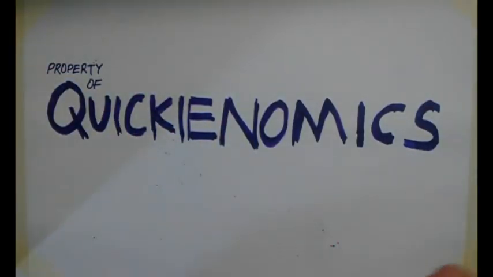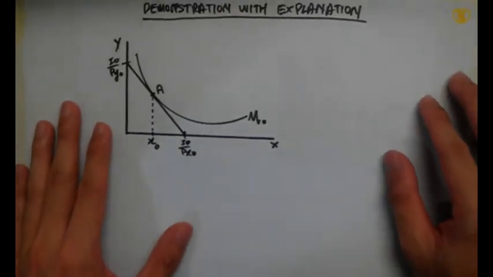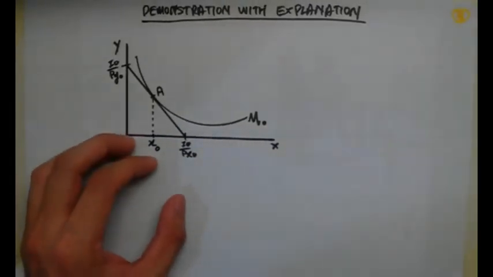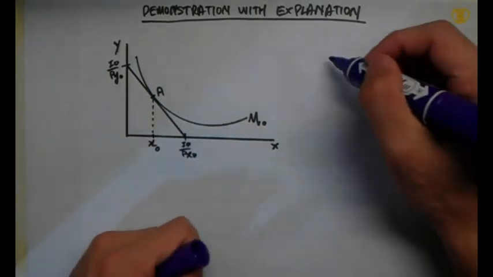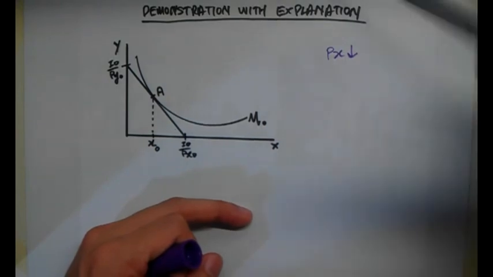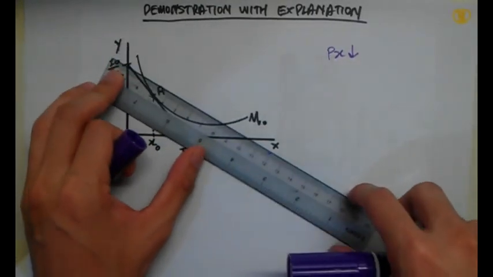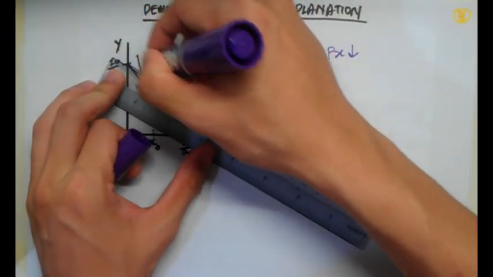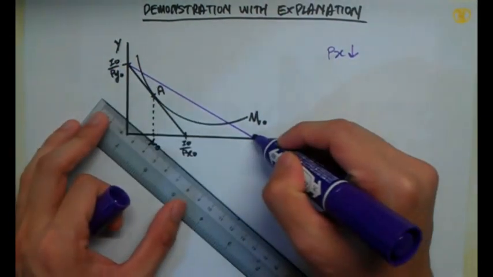We now go on to a demonstration with explanation. We will now start by changing the price of X. Like what we usually do, we will decrease the price of X. So what happens is that the budget constraint is going to shift outwards.